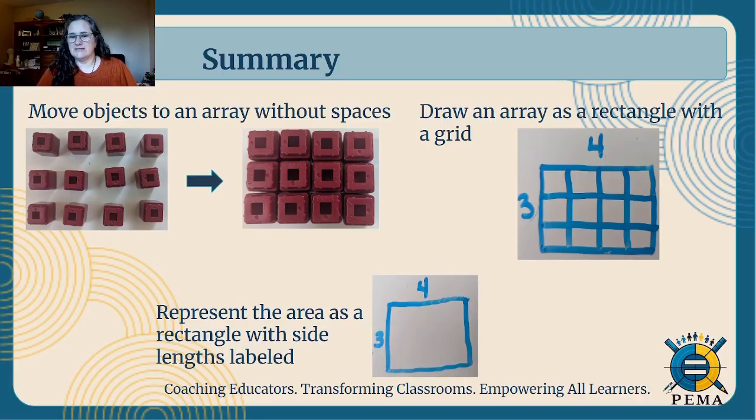The final representation, which is the most abstract as students relate multiplication to area, is when they can represent the area as a rectangle that's open with no grid and the side lengths are labeled.